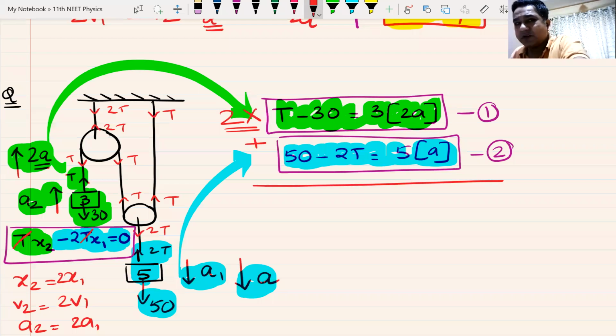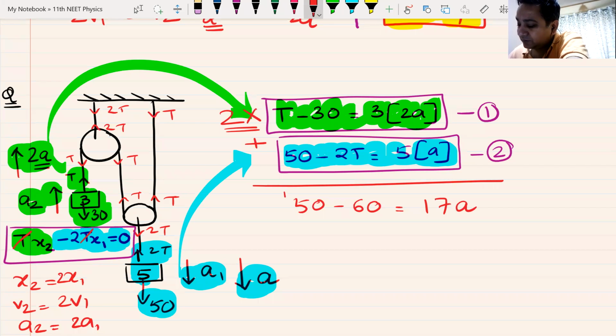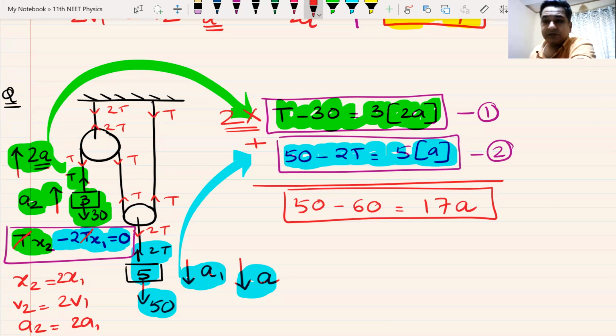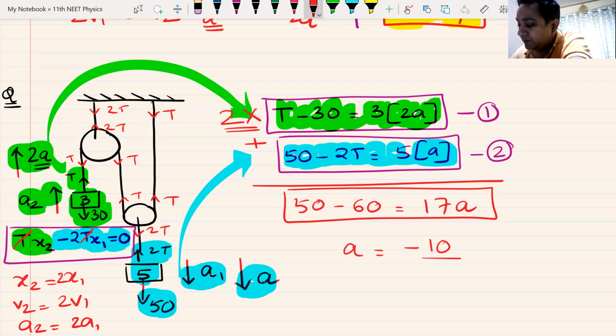So I multiply equation number 1 by 2 and then I add both the equations. 2T will get cancelled. On the left hand side, I have 50 minus 60. On the right hand side, I will have 3 into 2, 6. 6 multiplied by 2 is 12. 12 plus 5, 17a. Do we understand this? This is what I will get. I will get a as minus 10 by 17.